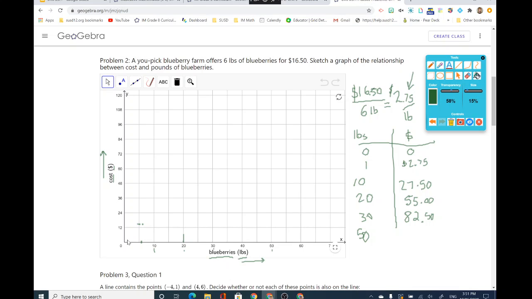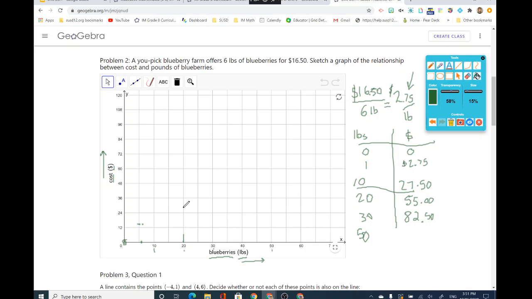Problem number 2 continued. Let's go ahead and graph the line. We've already calculated our data points right there before I got that phone call. Remember that 0 pounds of blueberries cost $0. 10 pounds of blueberries cost $27.50. Now, we don't have $27.50 on our scale. We have to just figure out where it's going to go.